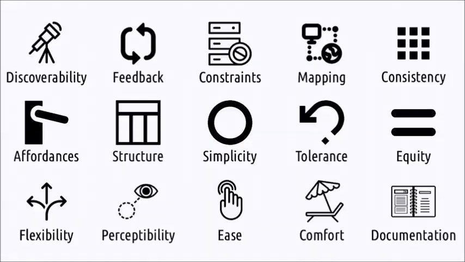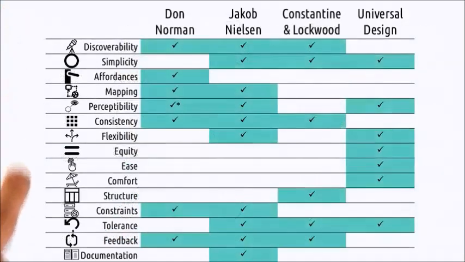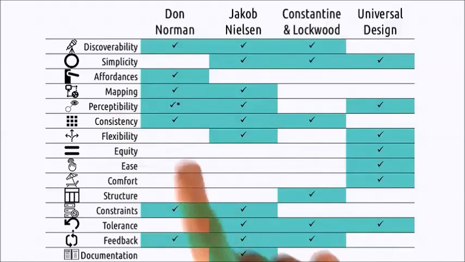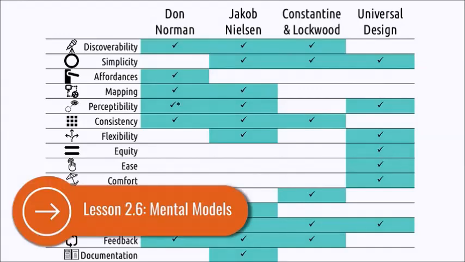So I've attempted to distill the 29 combined principles from Norman, Nielsen, Constantine, Lockwood, and the Center for Universal Design into just these 15. Here you can see where each of these principles comes from. I do recommend reading the original 4 lists to pick up on some of the more subtle differences between these principles that I've grouped together, especially perceptibility, tolerance, and feedback. Note also that in more recent editions, Norman has one more principle: conceptual models. That's actually the subject of an entire lesson in this course.